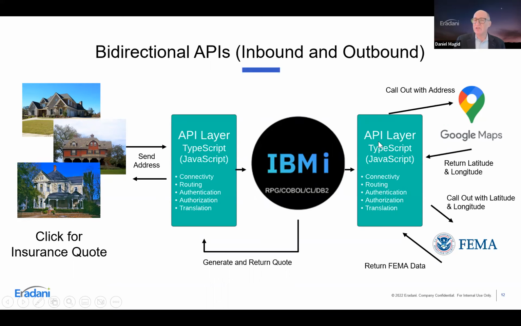Once it got the latitude and longitude, they actually then had to make a call out to FEMA because they needed some FEMA data in order to do a quote. That information came back to the IBM i. The quoting process then ran on the IBM i, and then they returned JSON data to the web browser so that it could display the actual insurance quote. And they had to do all of that in sub 2-second response time. So they had to give the user a very, very fast response so people weren't sitting there waiting.